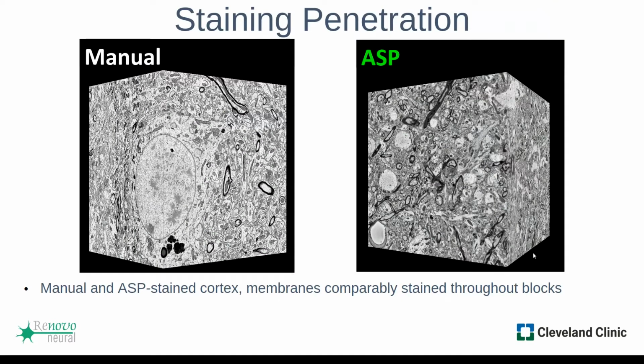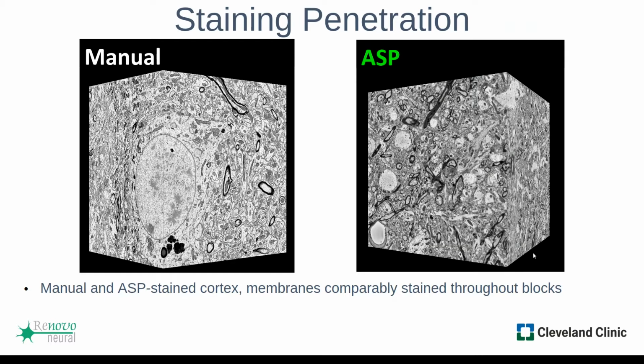So as we mentioned before, speeding things up is great, but only if it's not at the expense of ultrastructure, and it has to not disturb the morphological features. So here are some of the results, starting with staining penetration. Tissue staining quality was comparable between methods. Here is a cube to illustrate staining penetration, which appeared to be very even throughout the tissue.